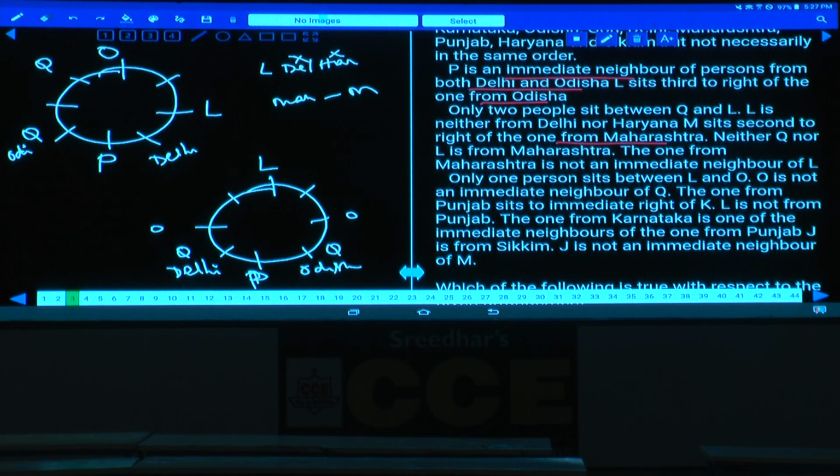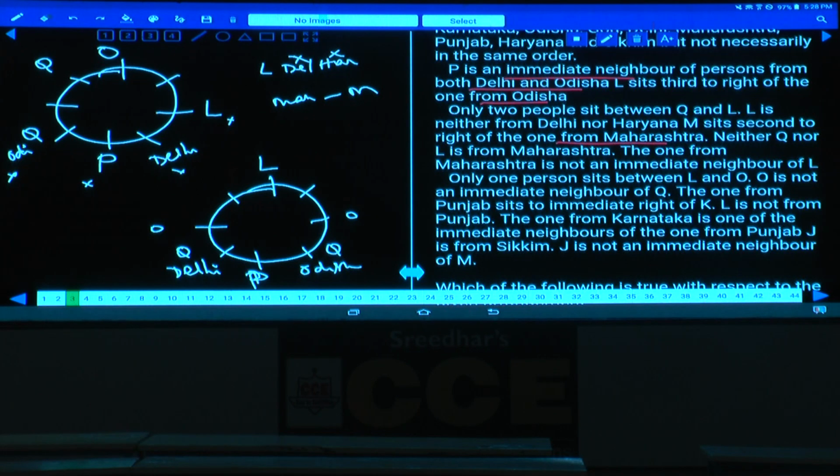M cannot be at this place. Maharashtra cannot be at this place, nor here, nor here as well, isn't it? Because M sits second to the right of the person from Maharashtra. As O is already here, M cannot be at this place. Then what are the different possibilities we have?